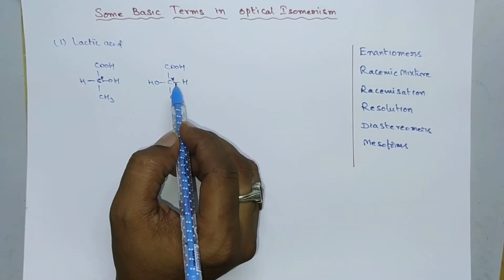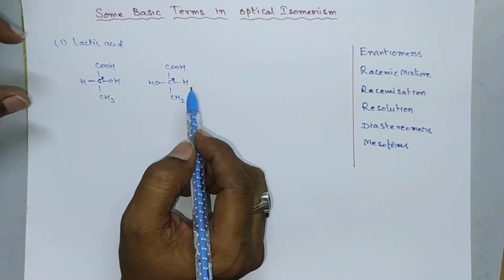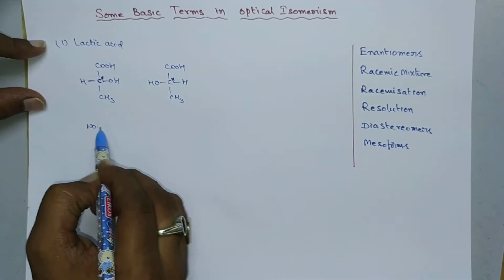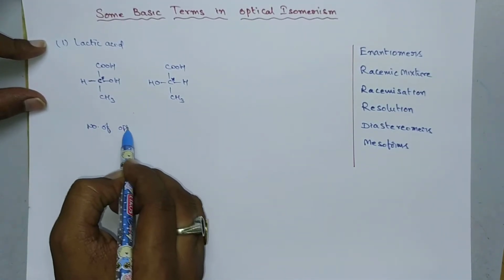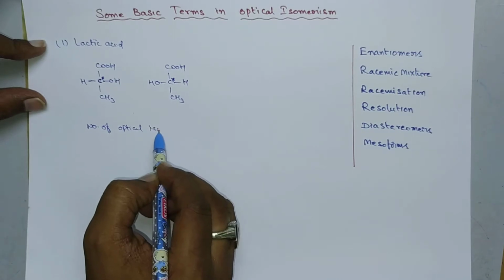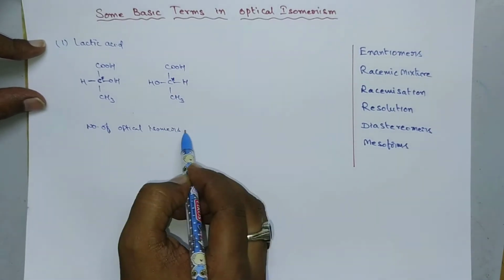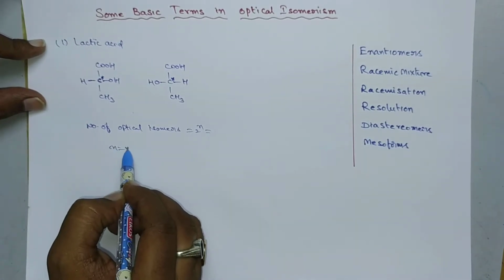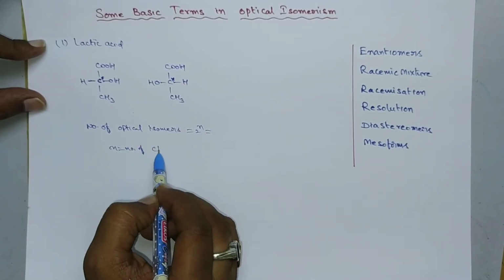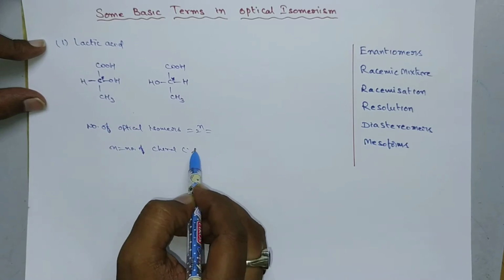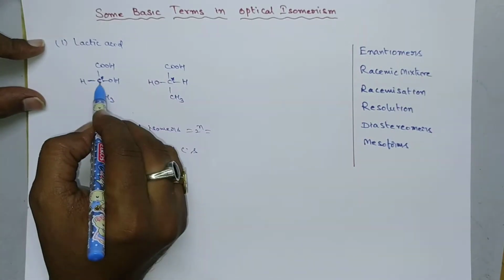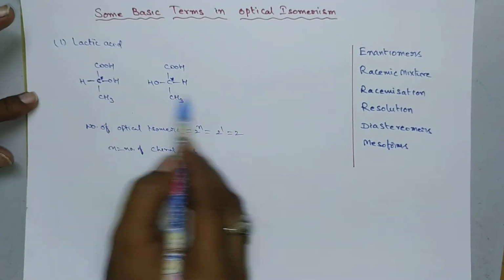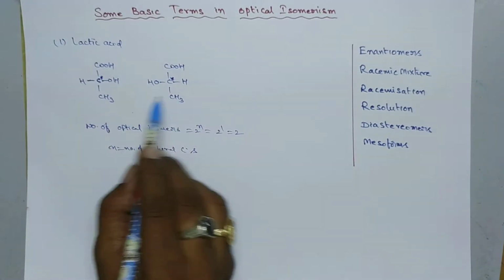Now how can we predict the possible number of isomers for any molecule? The number of optical isomers possible is given by the formula 2 power n, where n is the number of chiral carbons. Here there is one chiral carbon, so 2 power 1, that is 2. In this way we get 2 isomers only.